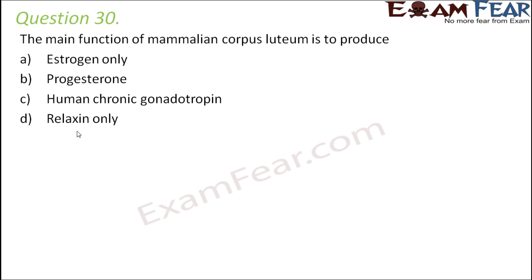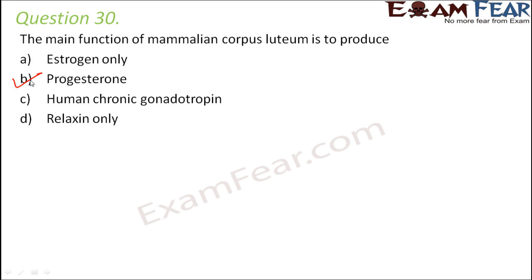Question number 30. The main function of mammalian corpus luteum is to produce: estrogen only, progesterone, human chorionic gonadotropin, or relaxin only. So the main function of corpus luteum is to produce progesterone. And this hormone progesterone maintains the endometrium of the uterus, because this endometrial lining is needed for implantation of the embryo during pregnancy. So that is why the corpus luteum exists.